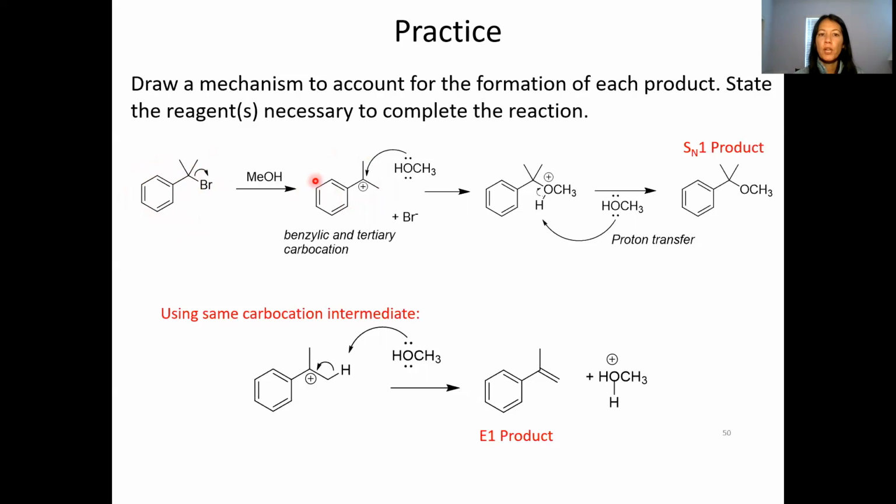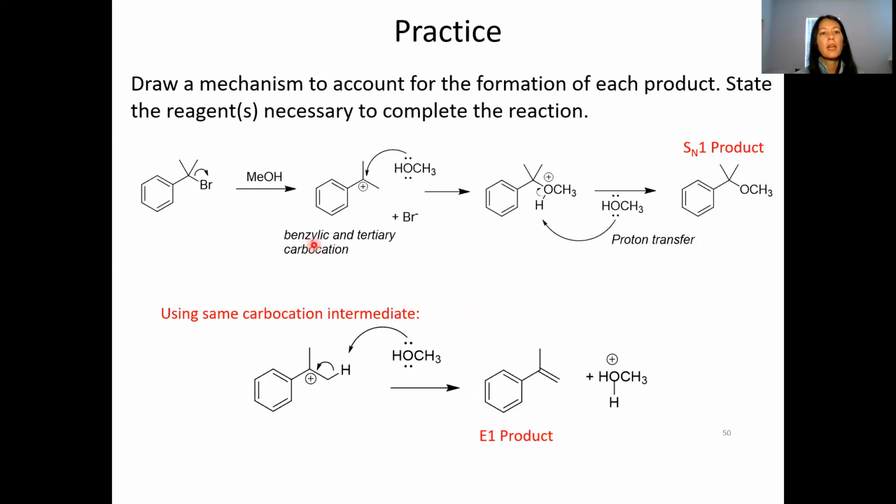You have your free carbocation. And so now I use methanol because my product has O-methyl as a substitution. So I'm going to use methanol in this case. And so methanol can add in, and then you can undergo a proton transfer, deprotonate that H. This bond goes to a lone pair on O, and you get your SN1 product. So that explains that first product.